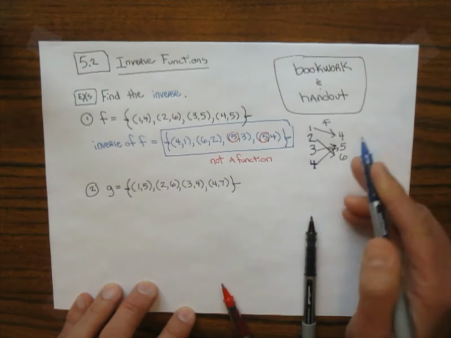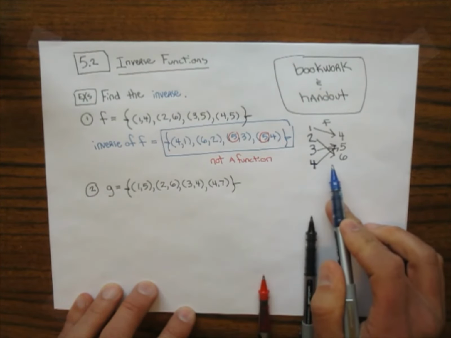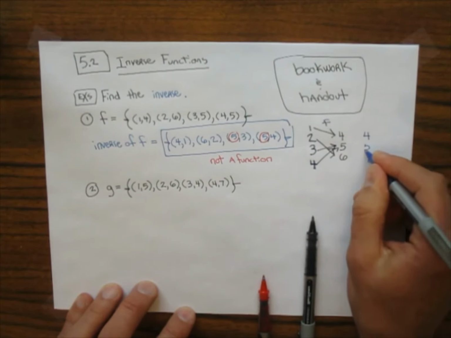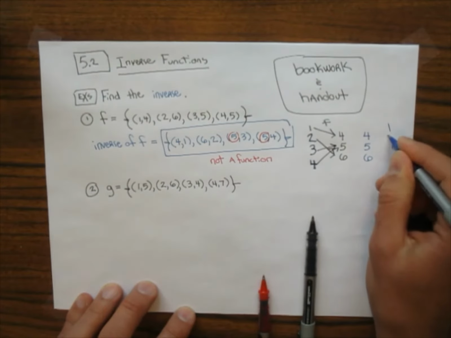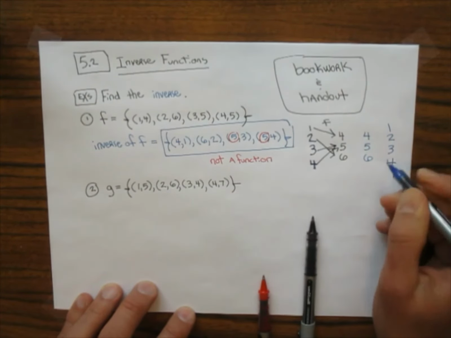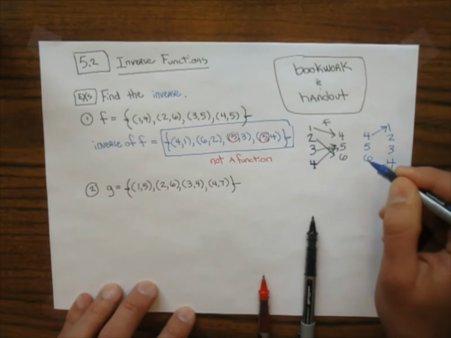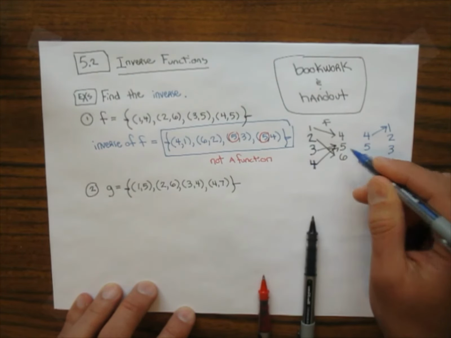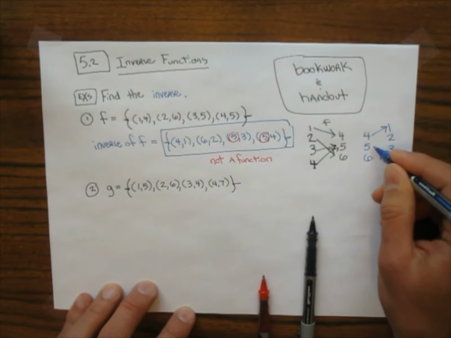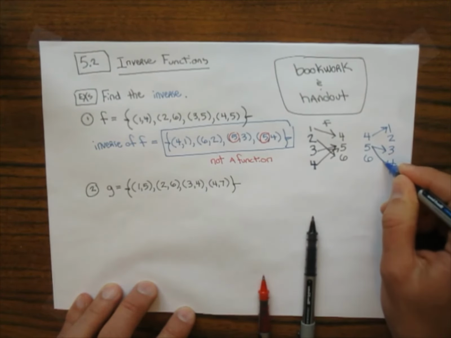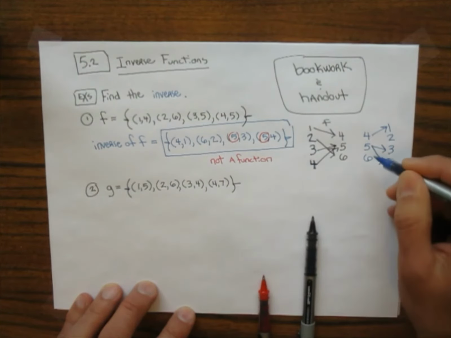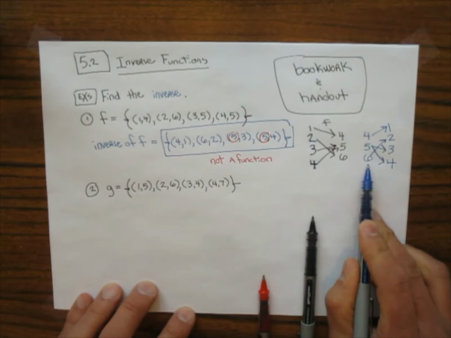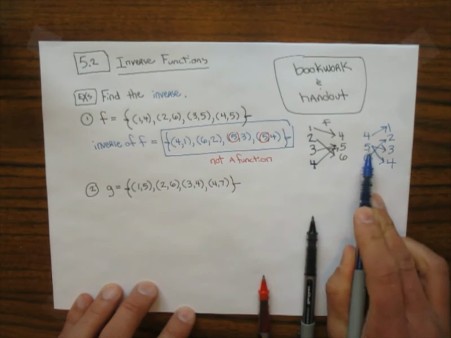Now the inverse takes the arrows and switches them the other way. So I'll go ahead and draw a diagram. 4 goes to 1, 5 goes to 2 places, 3 and 4, and 6 goes to 2. So there is an input right there, 5 I guess, that has 2 outputs.